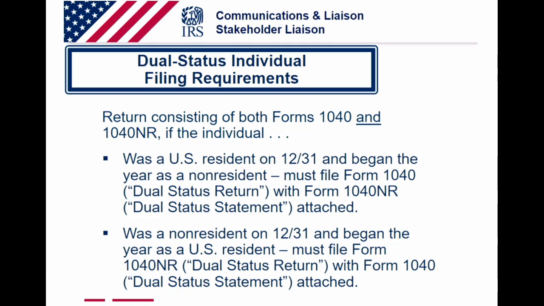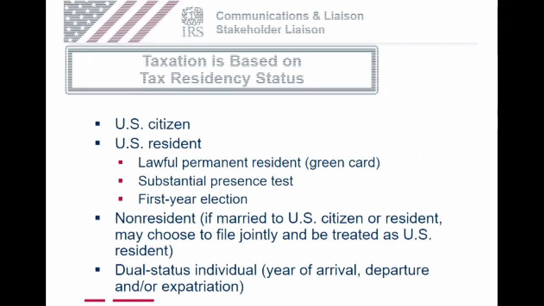A U.S. resident who gives up residence in the United States during the year and who is a non-resident on the last day of the tax year must file Form 1040-NR and write dual status return across the top of the return and attach a statement, which is usually Form 1040, with the words dual status statement across the top, showing the income for the part of the year spent as a U.S. resident.